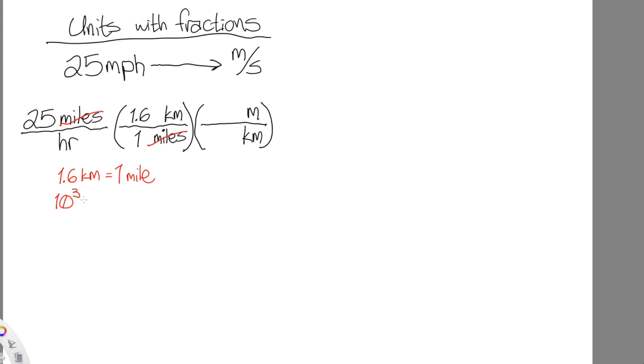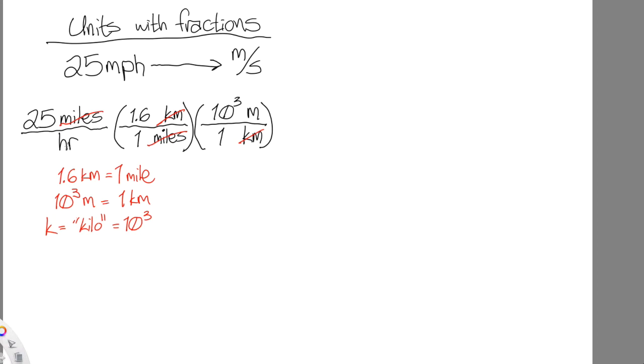There are 10 to the 3 meters in 1 kilometer, because kilo, K, equals 1,000, or 10 to the 3. So again, the denominator here already has the K, the metric prefix. So that means that the number, the 10 to the 3, goes on the top. So now we have converted from miles to kilometers and now to meters in the numerator.